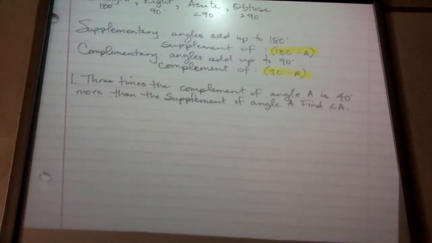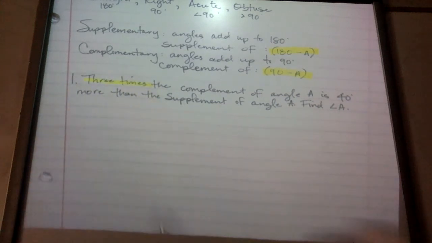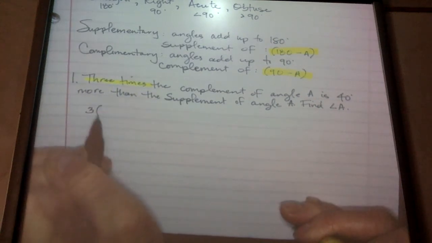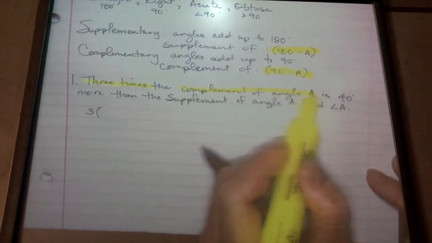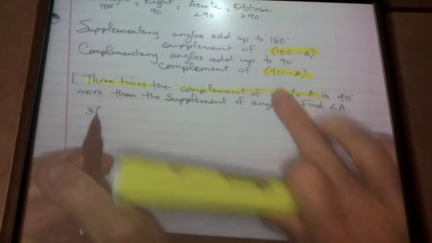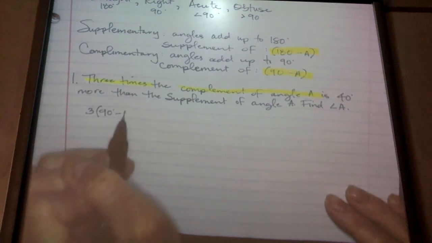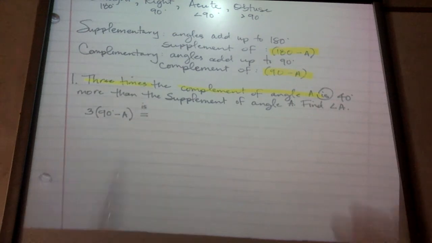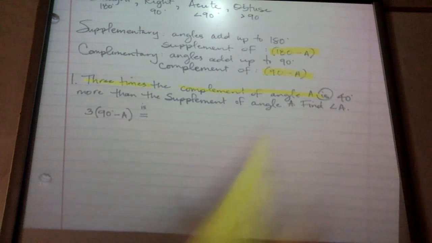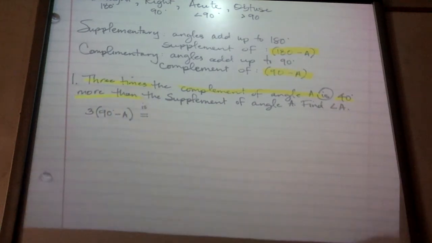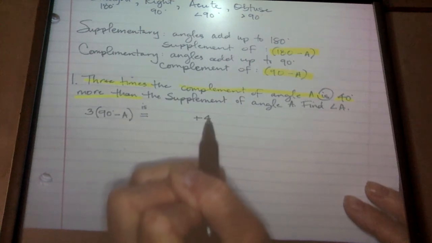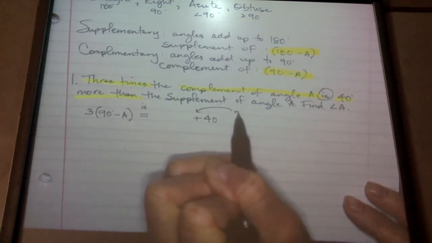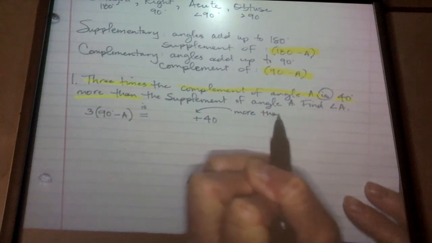So I'm going to go ahead and set this first one up with you. This first says 3 times, so 3 parentheses, the complement of angle A. So complement is up here, would be 90 minus A, is, okay, we use is as an equal sign. And it says 40 more than. So it actually needs to be after. So the more than would be to write it after.